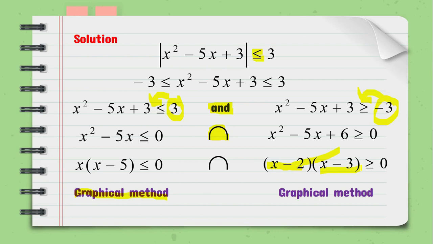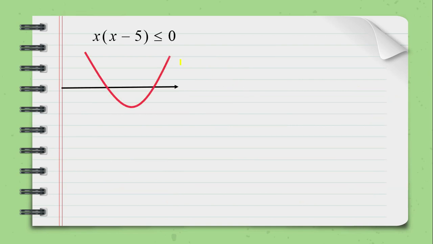Because this is a quadratic inequality, we apply the graphical method. We have the factors x times x minus 5 less than or equal to 0. Because this is a minimum, draw a minimum graph. And then we have intercepts at 0 and 5, because we need less than or equal. So this is the part for the less than or equal, below the x-axis. So the answer for this part is the closed interval 0, 5.